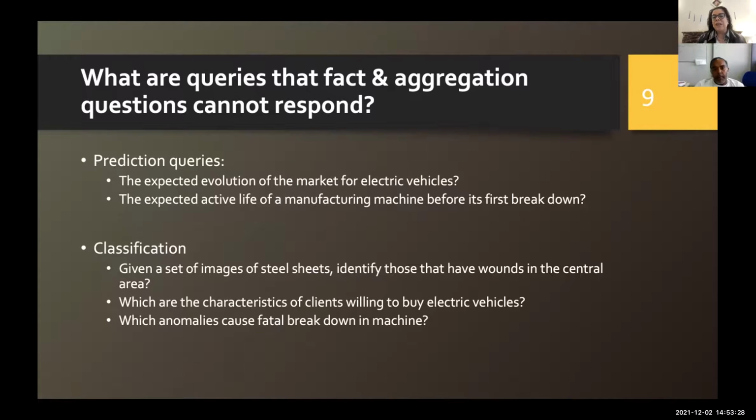Which are the characteristics of clients willing to buy electric vehicles? Which anomalies cause fatal breakdown in a machine? These kinds of questions are solved by classifying the observations that I get within a data collection. And then there are other queries that are predictive queries. The expected evolution of the market of electric vehicles. The expected active life of a manufacturing machine before its breakdown. Okay, so these are predictive queries, and again, they cannot be answered by factual or aggregative strategies.